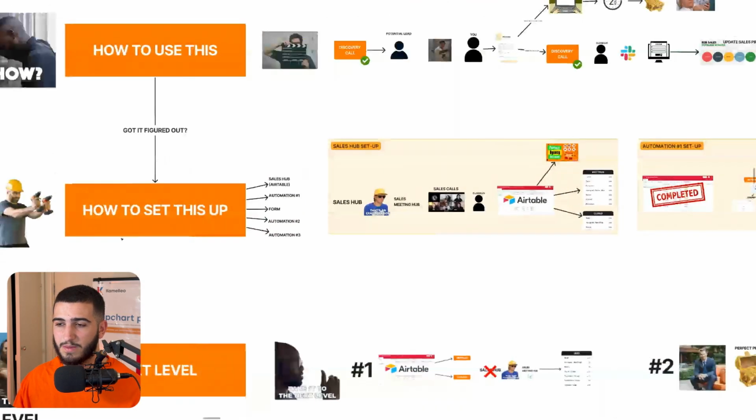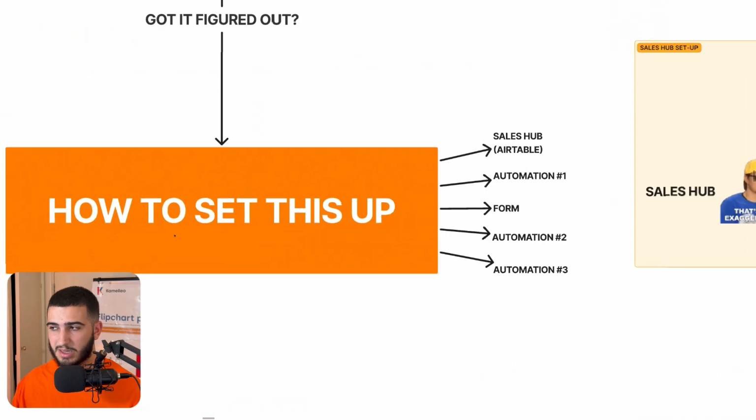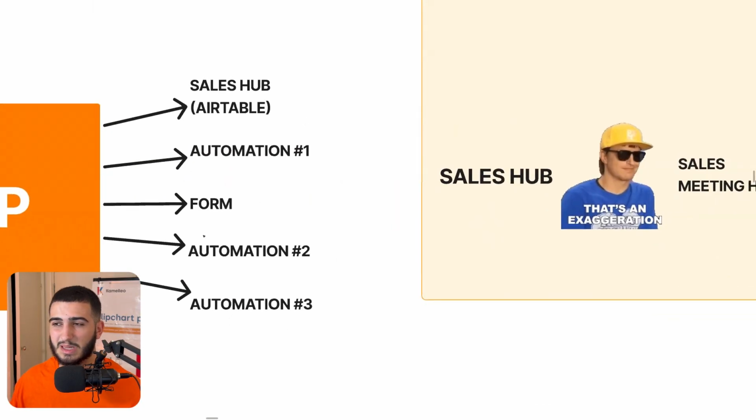I don't want to waste any more time, so let's get straight into how to set this up. So there's 5 different things you need to set up within this tutorial. It's going to be very, very detailed, which is why this video is probably a bit longer. First, I'm going to set up the sales hub. It's going to be on Airtable.